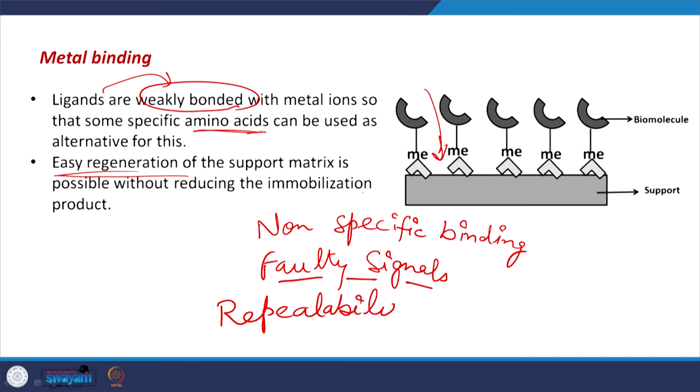Repeatability, I will come to that, what is repeatability and all these things. So, repeatability is a problem, it will not have a repeatable signal. Sometimes there are 5 and then sometimes there are 4 molecules, one washed away because it is a very loose bond, a weak bond. So, it is not very good.